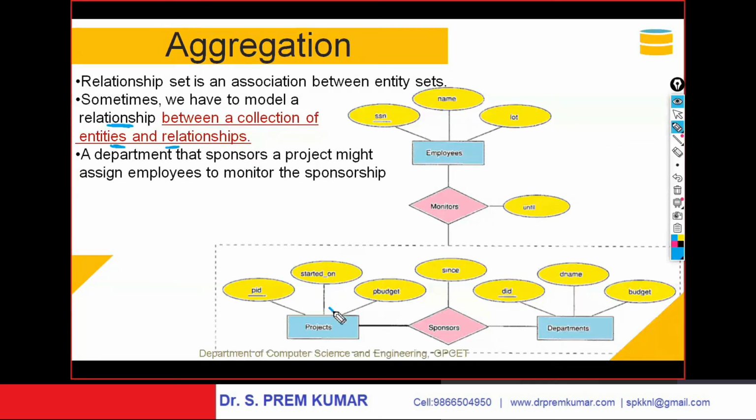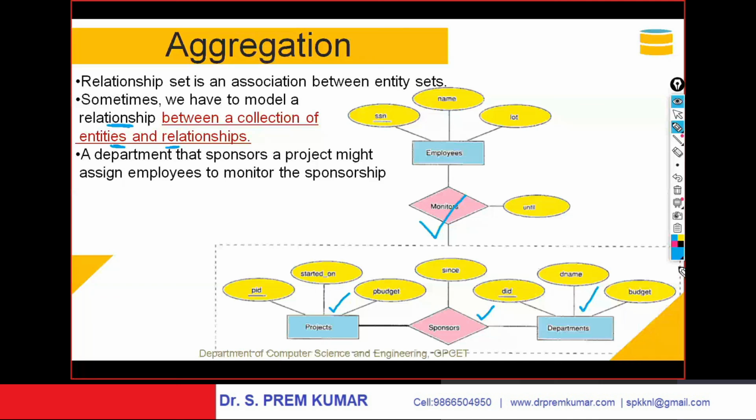Already entities are there. This is an entity. This is an entity. Between entities, there is a relation. With these entities and relations, again I want to establish a relation. This is the relation which I am trying to establish with these entities and relations. Once again, sometimes we have to model a relationship. Already there is a collection of entities and relations. With this I want to again establish a relation.